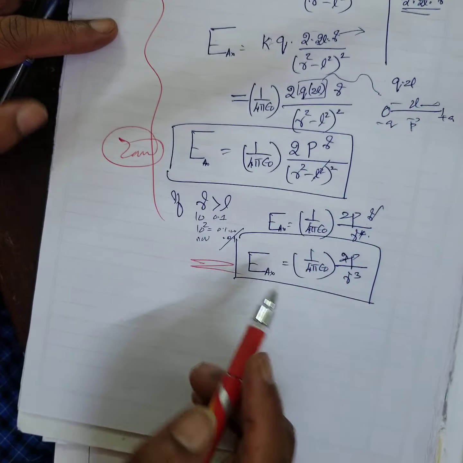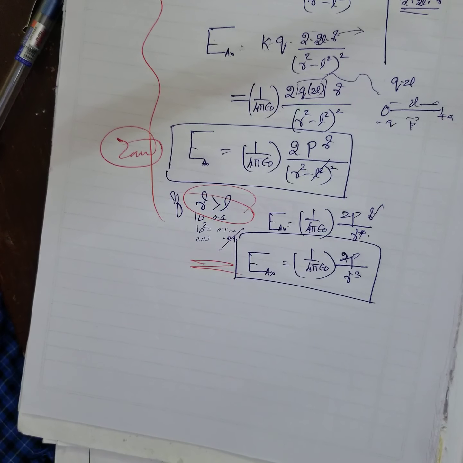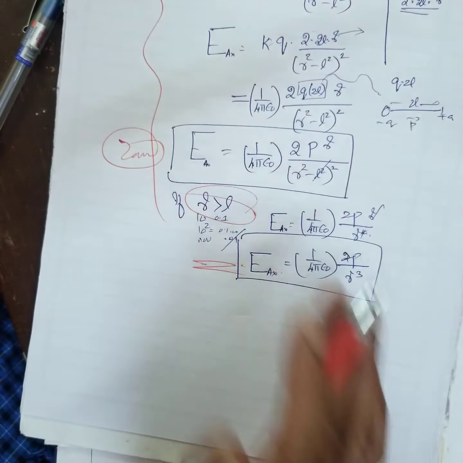But this is for 5 marks if they ask, what if R is greater than L? They may ask you that way also. There are vector form and all, I will discuss in level 2. This is level 1 we are doing, right?